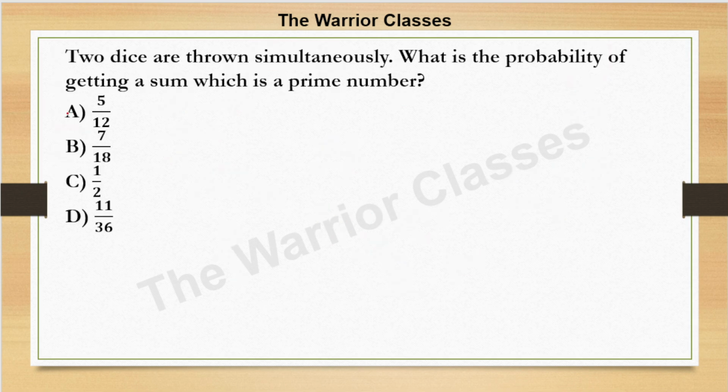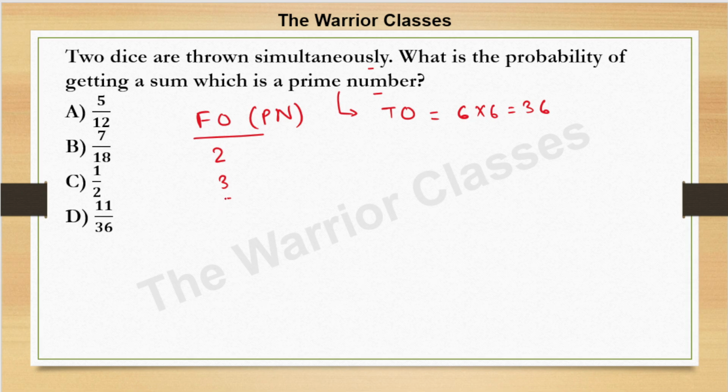Now the next question. This is a question of probability. If 2 dice are thrown simultaneously, what is the probability of getting a sum which is a prime number? For solving this type of problem, first we take the total outcomes. Total outcomes of these 2 dice will be 6 multiplied by 6, it is 36, right? Now favorable outcomes, where the sum is a prime number, right? The sum can be either 2, 3, 5, 7, then 11. Because the largest sum is 12 and 12 is not a prime number, so we have 2, 3, 5, 7 and 11 as prime numbers.